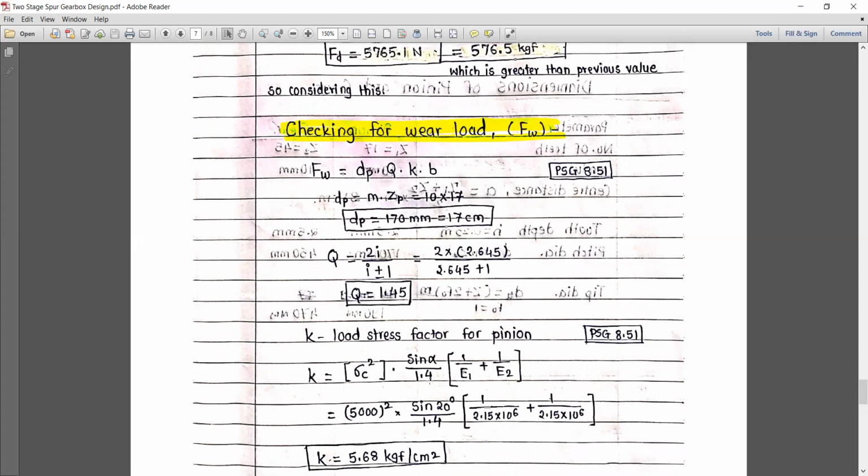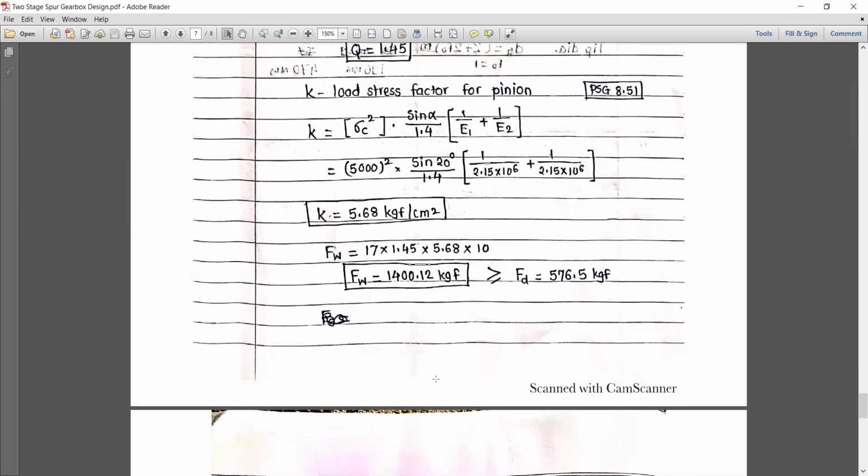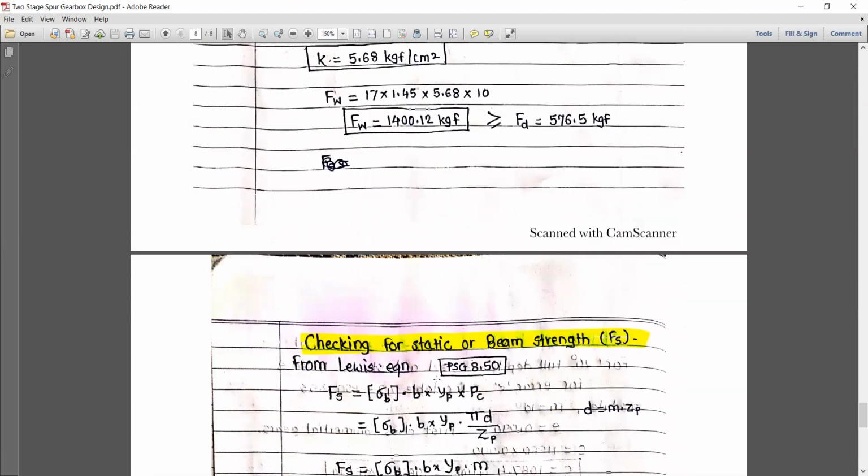Now K is the load factor for pinion, referring page number 8.51. K is equal to sigma c square into sine of alpha divided by 1.4 into 1 upon E1 plus 1 upon E2. The value of E we already know, Young's modulus for steel, that is 2.15 into 10 raised to 6. Putting the values of sigma c, alpha, E1, E2, what do we get? K, that is the load stress factor for pinion, K is equal to 5.68 kgf per centimeter square.